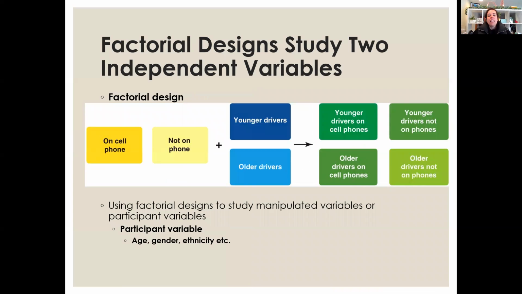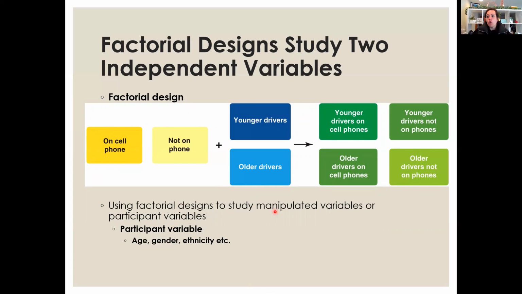Okay. Now, factorial design is an experiment in which there are two or more independent variables. And in this case, they can also be called factors. So this is going back to the experiment we were talking about earlier. The first independent variable, or the first factor, is, are they on their cell phone or not? The second one is the age of the driver, which then leads us to all these combinations. So these are the 4 combinations for this factorial design, okay?